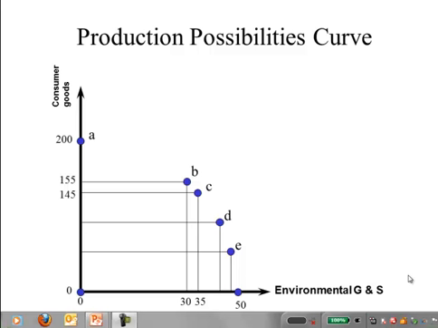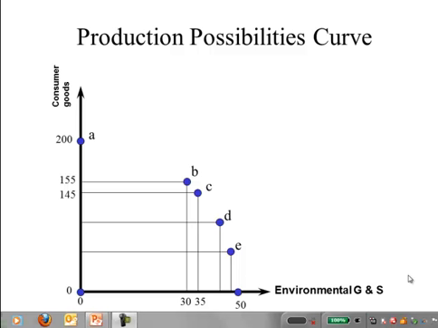Okay, we're going to continue our lesson on the production possibilities curve. The last time we talked about where these points came from. These are points that might be along our hypothetical production possibilities curve. If this economic system is using all of its resources and using those resources efficiently, it can produce consumer goods and environmental goods and services in various combinations.